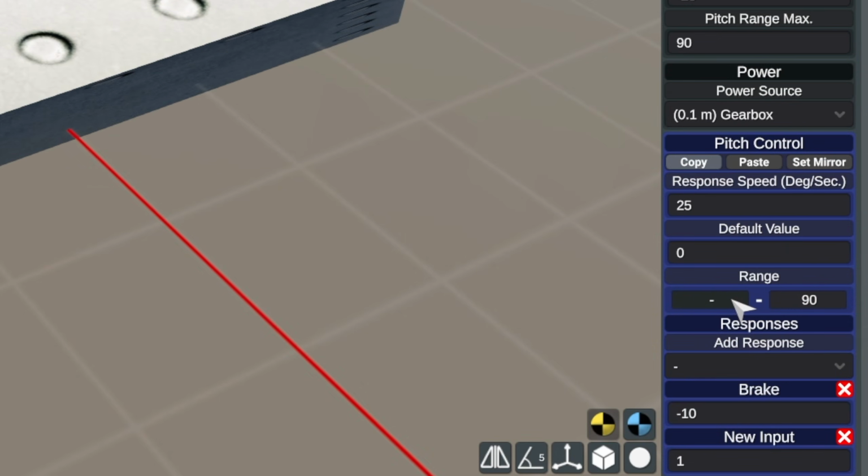You can also set up reverse thrust by assigning a negative response to the pitch controller like I did here with the brake input.